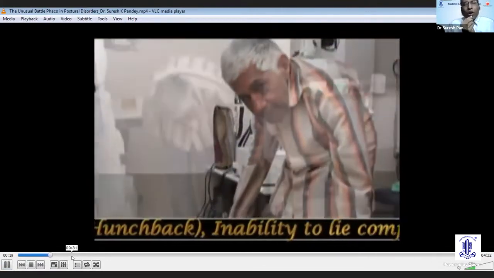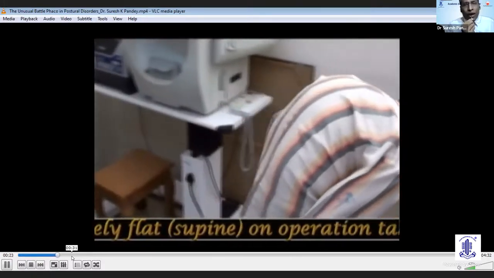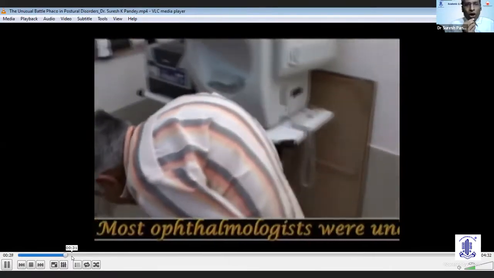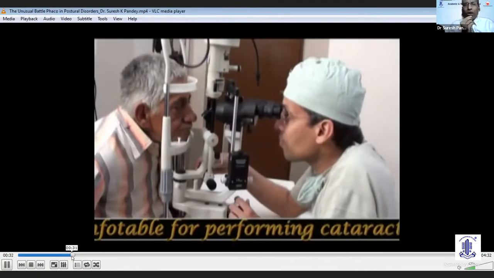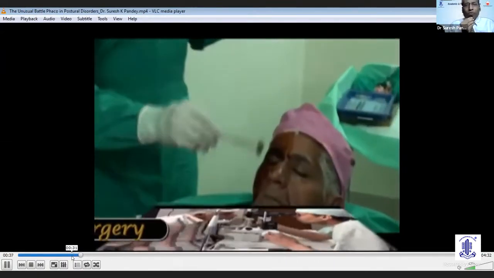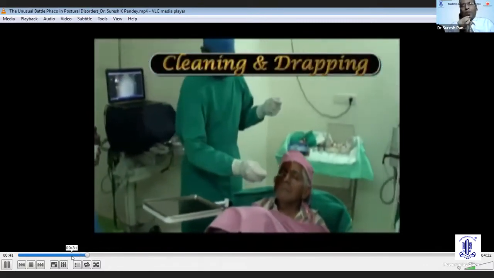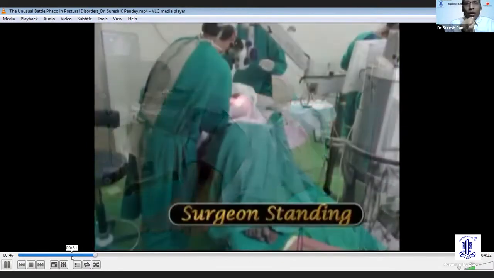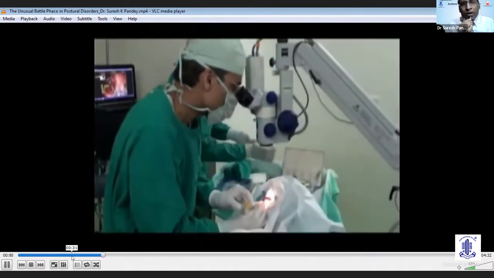A 56-year-old gentleman with a history of congenital thoracic kyphosis was unable to lie flat on the OT table. He presented to us with cataract in both eyes, and most surgeons were not comfortable performing surgery on him. We took him into the OT, did a mock drill, and this surgery was done in the year 2010.